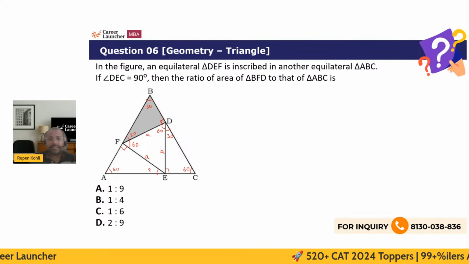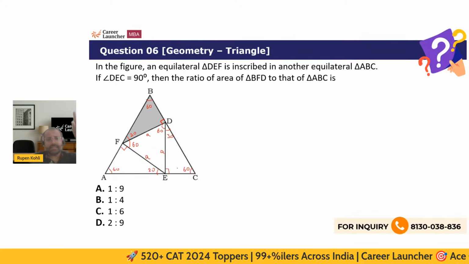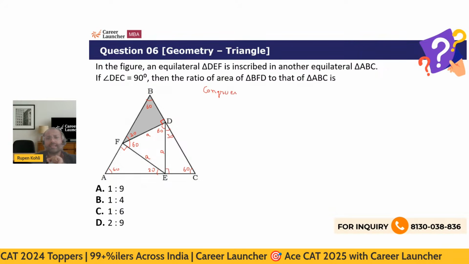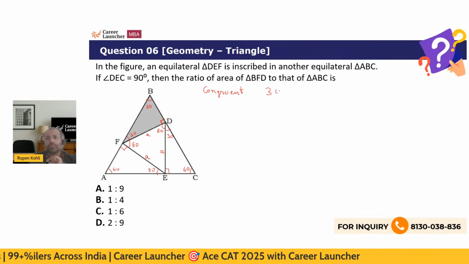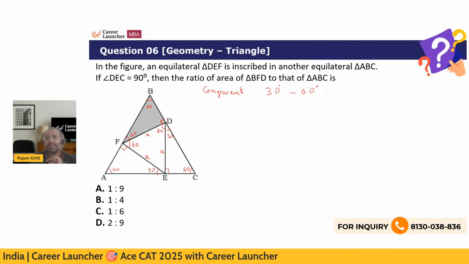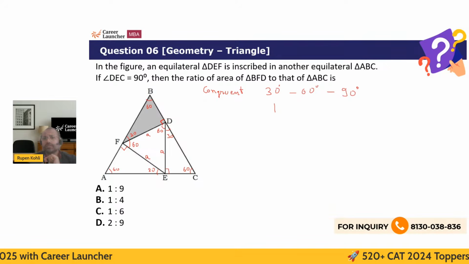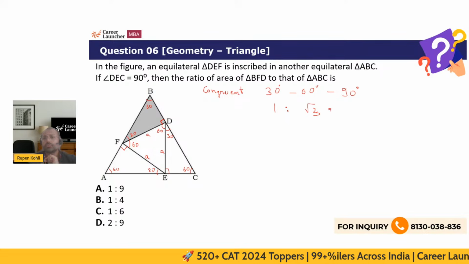My point is, in this figure, all these outer triangles BFD, DEC, and AFE are congruent 30, 60, 90 triangles. They are congruent 30, 60, 90 triangles, right? So I will use that geometry. I know that the ratio of the sides of 30, 60, 90 triangles is 1 is to root 3 is to 2.